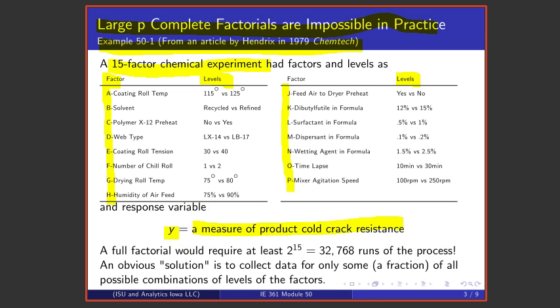If one was going to do a complete factorial experiment in this context, 2 to the 15th, or 32,768 runs of the process at a minimum. That's without any replication at all. That's just running every possible combination of the levels of each of those 15 factors once would be required, and that's just typically not going to be doable.